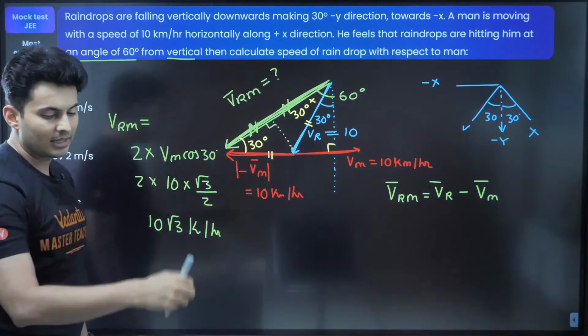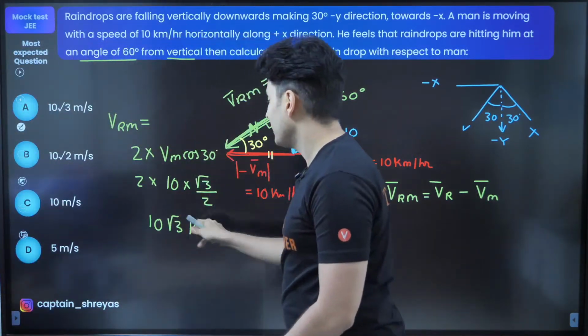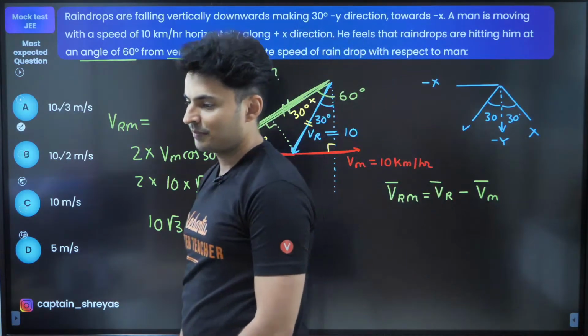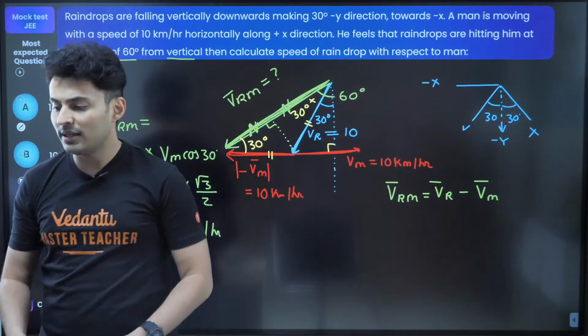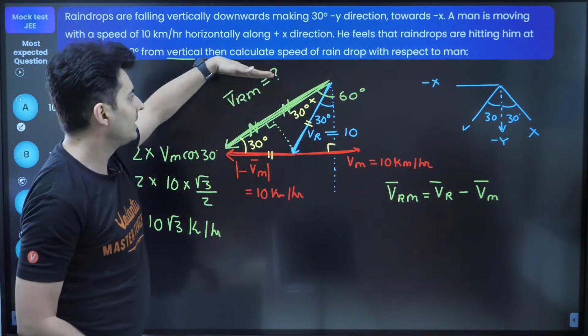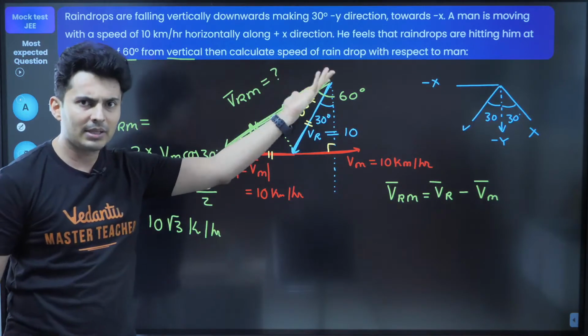Ignore the units. I think there is a printing mistake, but otherwise the answer is 10 root 3 kilometers per hour. That's it. Can we take the components of VRM also? Yep, you can take the components of VRM. You can split it and then also do it. Yep, that is also possible.